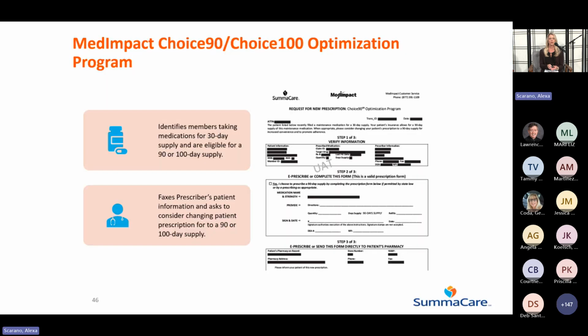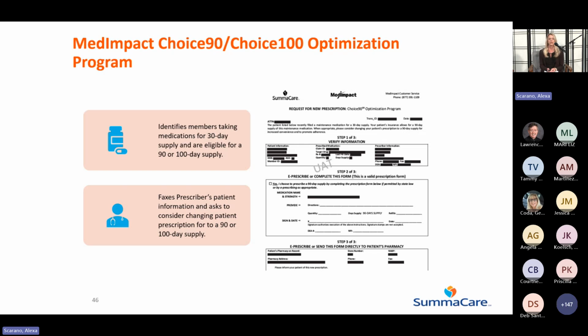Just a couple general updates, things I wanted to highlight. MedImpact is our PBM. We do use a Choice 90, Choice 100 optimization program with them. What this program does is identify members that are currently taking a 30-day supply of a medication, but they're eligible to fill either a 90 or 100-day supply.